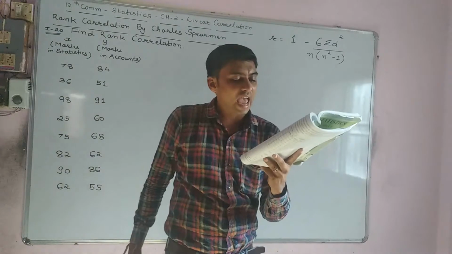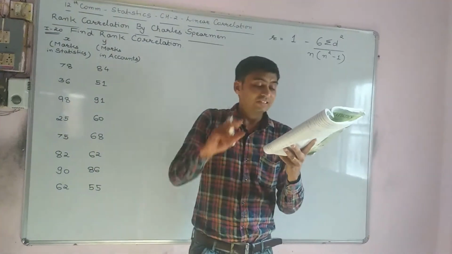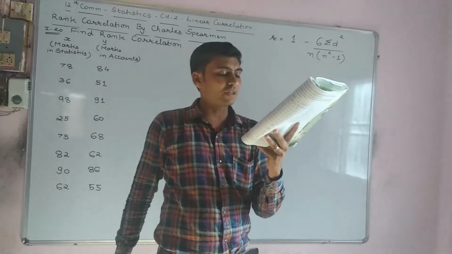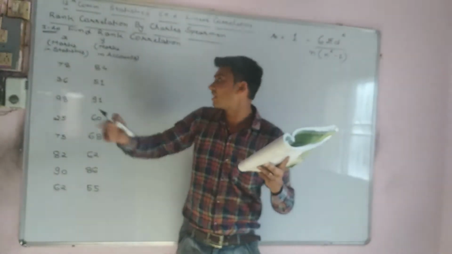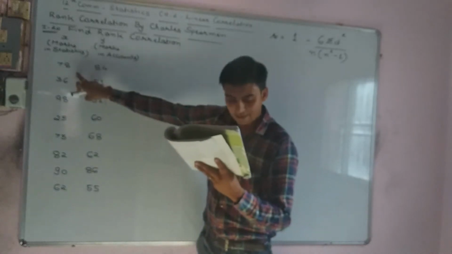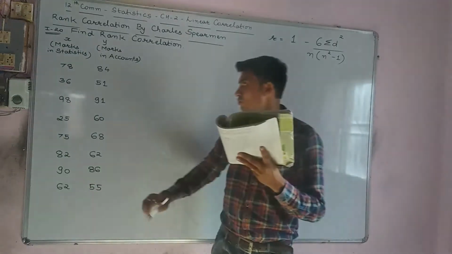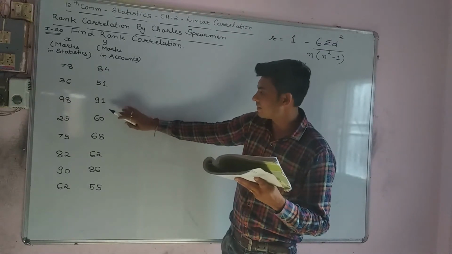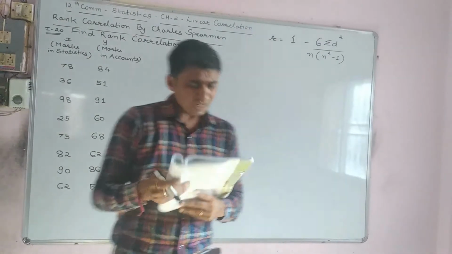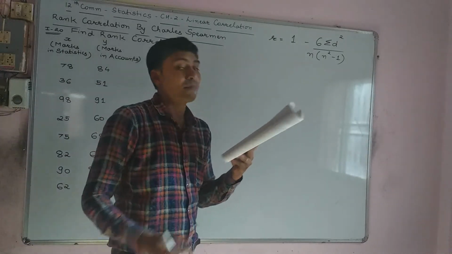Okay friends, continuing the same topic, illustration number 20. To know the relation between the abilities of the students of a school in the subject of statistics and accountancy, the teacher of both the subjects have taken a sample of 8 students and the following information was collected. Marks in statistics is X and marks in accountancy is Y, and the marks of 8 students are given: 78, 36, 98, 25, 75, 82, 90, 62, and 84, 51, 91, 60, 68, 62, 86, 55. Now calculate the rank correlation coefficient between the marks of statistics and marks of accountancy.